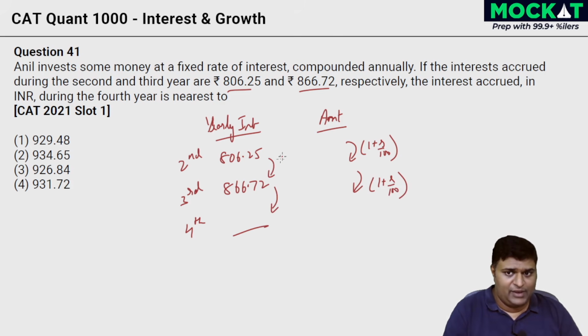Now, how do I find the value we're going to multiply with? If I divide these two, I can find that value. So I will divide these two to find this value, and I'll take this value and multiply with this, which is the same as this. This divided by this gives me this. And that value multiplied with 866.72 is going to give me the fourth year's yearly interest.